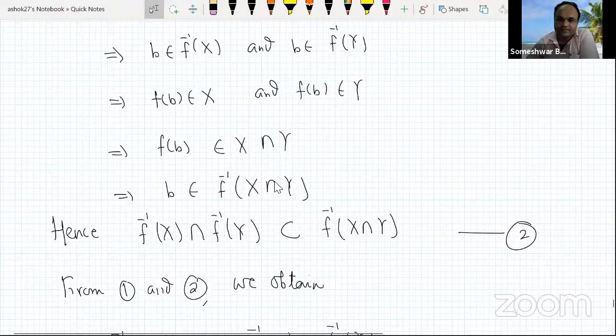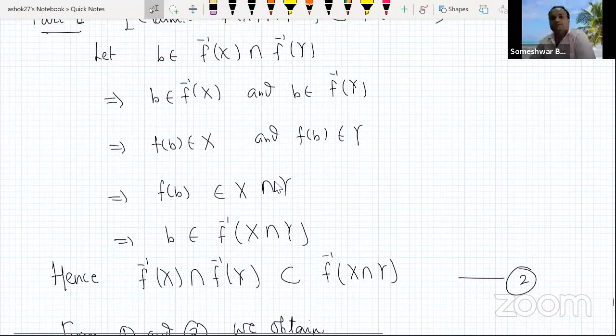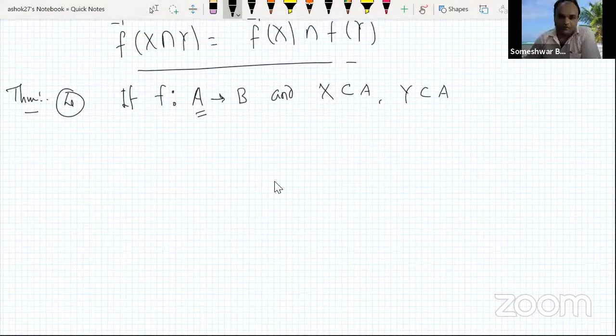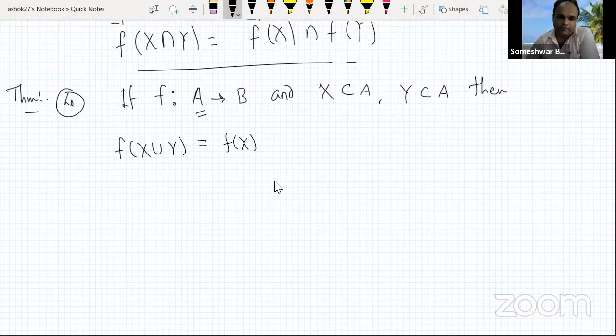X is a subset of A, and Y is also a subset of A. So I'm not taking subsets of B, but subsets of A. That is the difference here. So what is the statement? Then f of x union y is equal to f of x union f of y. This is the statement of this theorem.